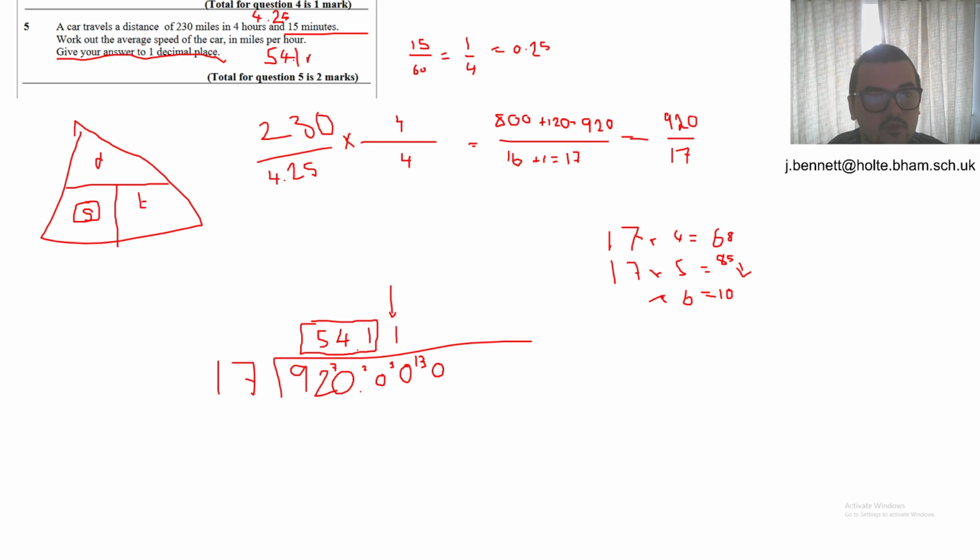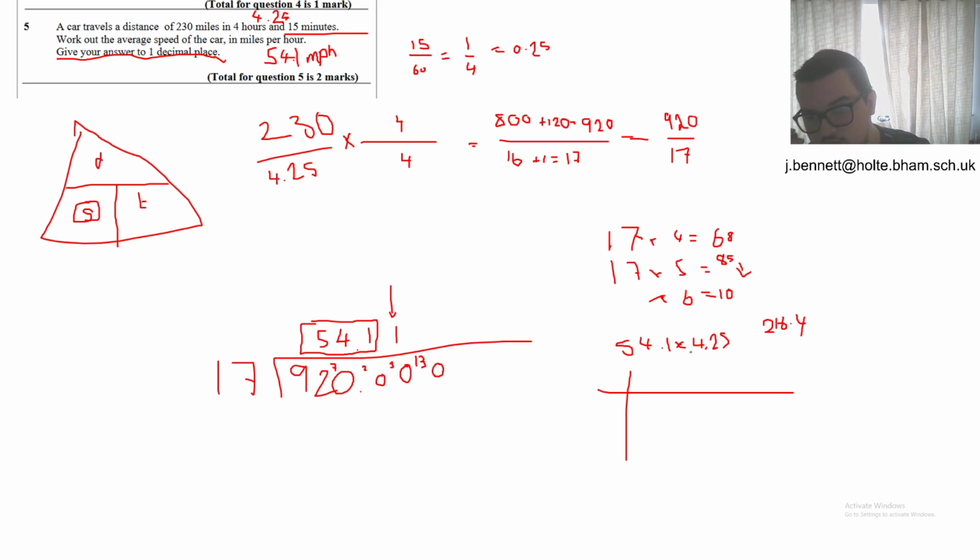54.1 miles per hour. And if you do 54.1 multiplied by 4.25, 54.1 times 4 is 216.4.